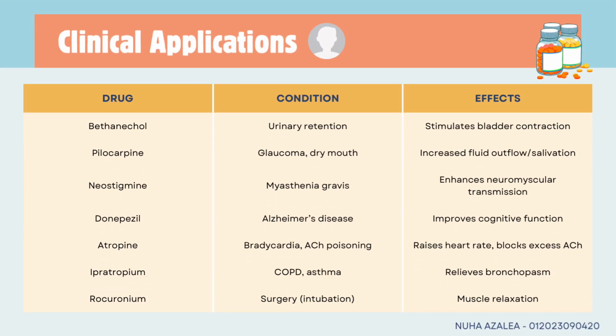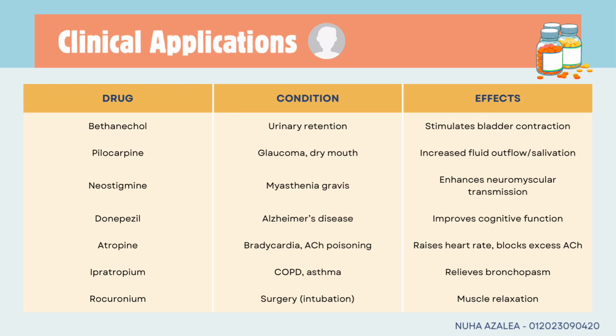So next, I will be discussing the clinical applications of cholinergic and related drugs. On this slide, you can see a table listing some important drugs, their conditions, and their effects. So the first drug is bethanechol, which is used for urinary retention because it stimulates bladder contraction to help patients urinate more easily. And secondly is pilocarpine, which is used for glaucoma and dry mouth because it increases fluid drainage in the eye and promotes salivation.